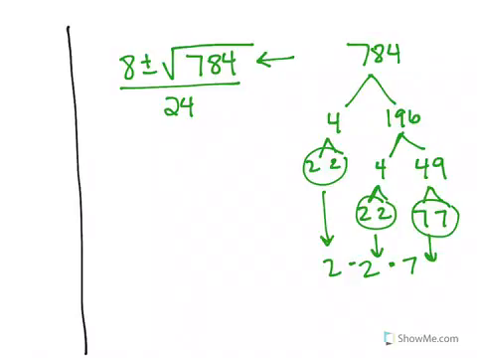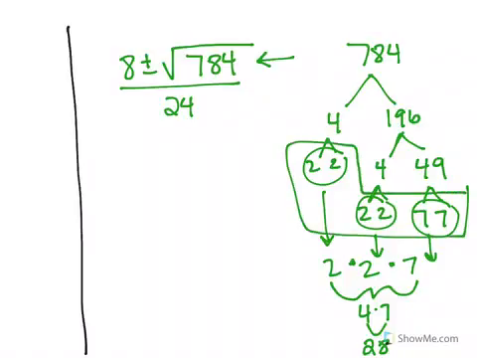And we actually end up getting rid of the radical sign in this problem. So I can rewrite this as, well, let's simplify this. 2 times 2 is 4 times 7, so 28. And that gets rid of the radical sign because every prime factor has a pair. So I can rewrite this then as 8 plus or minus 28 divided by 24.